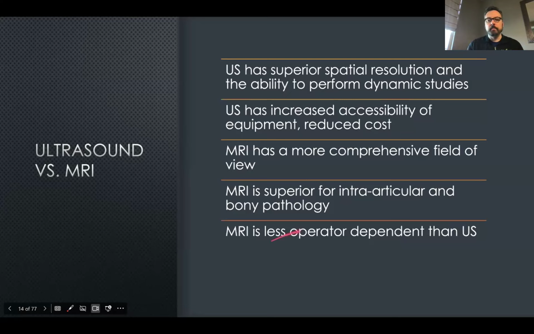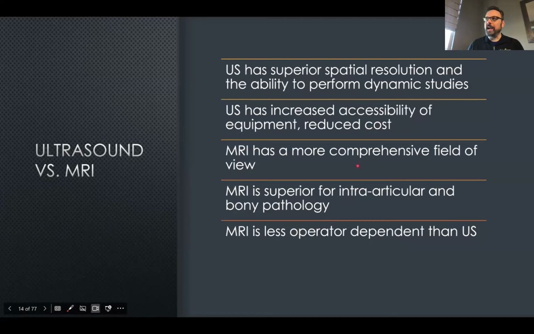Ultrasound's cheaper. The equipment is actually cheaper than an MR scan. And of course, the reimbursement is less in terms of what the patient has to pay. Where MRI has the advantage is that MRI is going to give you a more comprehensive field of view.